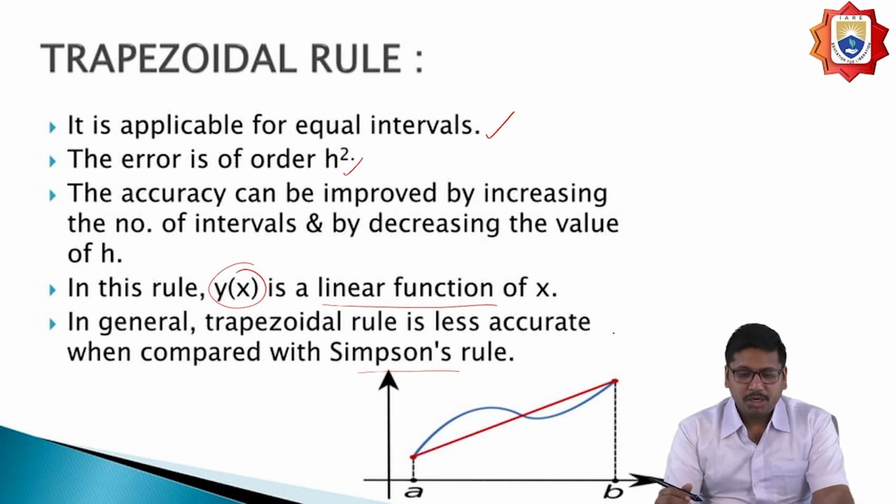So the trapezoidal rule is only applicable for equal intervals, and the error is of the order h square. The accuracy is improved by increasing the number of intervals and by decreasing the value of h. In this rule, y = f(x) is the function of x. In general, the trapezoidal rule is less accurate when compared with Simpson's rule.